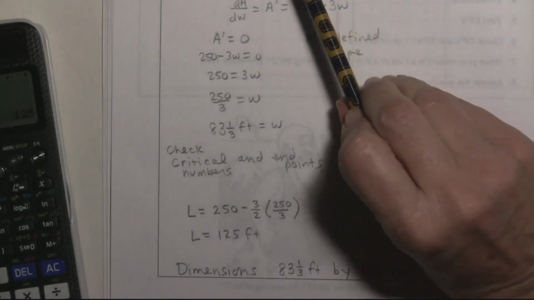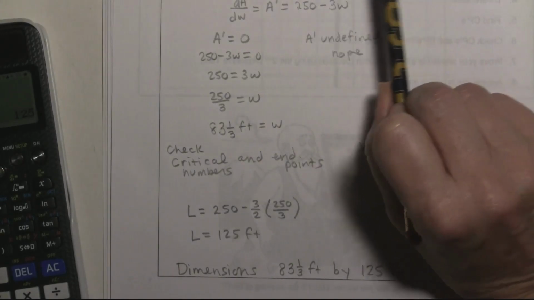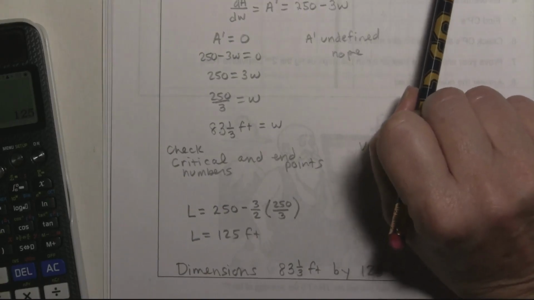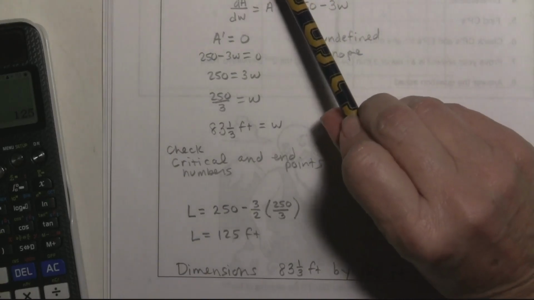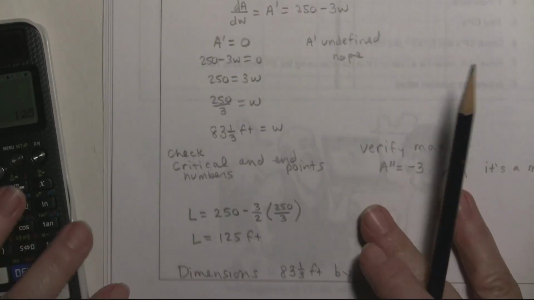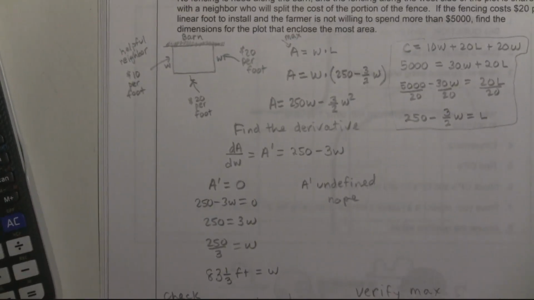I'm going to read real carefully and make sure. So the fencing is this. Farmer only spends this much. Find the dimensions. So I'm just reading carefully. You know, what did it say? What did it ask me to find? It said find the dimensions. I found them. Okay.